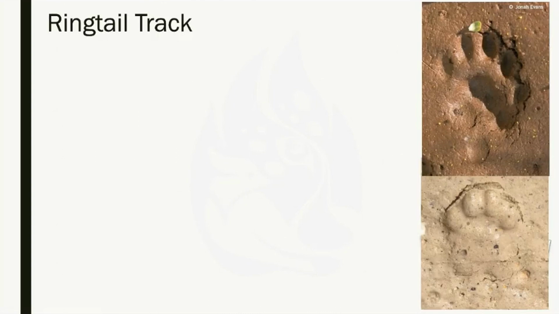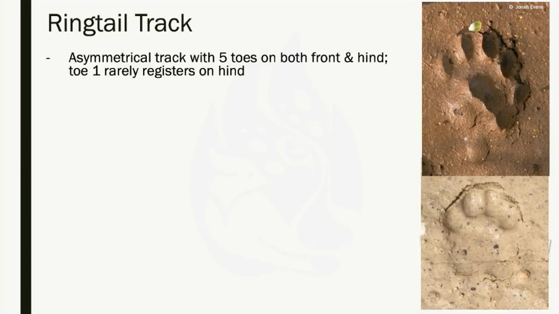Okay, and let's finish up in this section with the ringtail. A ringtail spends a lot of time in trees, but you can find their tracks on the ground. They're a really cool track when you find them. I'm always excited when I find them because they just look a little odd. One of the reasons is they're very asymmetrical and they have five toes on both the front and the hind feet. But toe one on the hind foot will really rarely register. So again, you get the five toes on the front, four on the hind, and that's not very common. There's only a few species that actually do that.